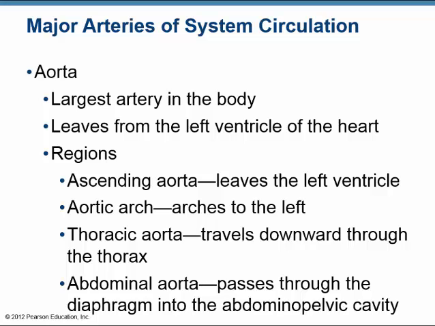The boundary line between the thoracic aorta and the abdominal aorta is the diaphragm. So above the diaphragm, it's the thoracic aorta. Below the diaphragm, it's the abdominal aorta.